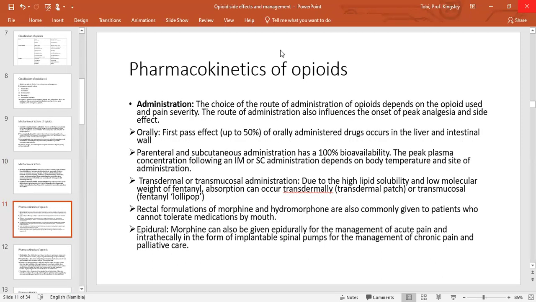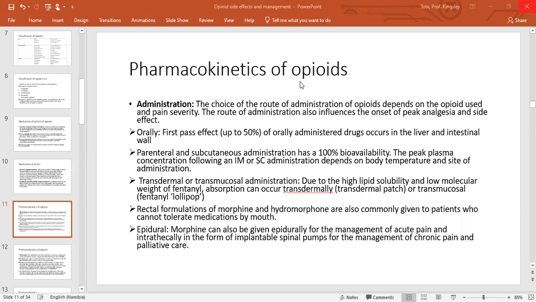So how do you administer opioids? There are different routes of administration of opioids, and this depends on the type of opioid that you're using and the severity of pain. The route of administration is important because it influences the onset of your peak analgesia and even the occurrence of side effects. So you can have oral administration, parenteral, transdermal, rectal, and opioids can actually also be administered through the epidural route.